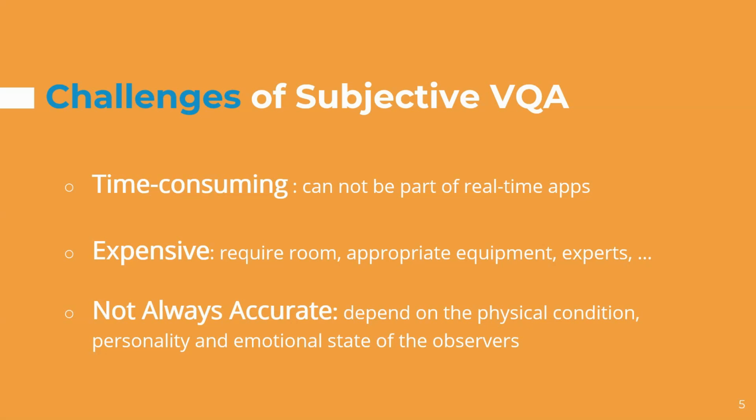There are some challenges in subjective video quality assessment. First of all, they are time consuming, so they cannot be part of real-time apps. And secondly, they are expensive because they require room, appropriate equipment, experts, and the other things. So they're expensive. And the third challenge is they're not always accurate because they depend on the physical condition, personality, and emotional state of the observers, because observers are human after all.